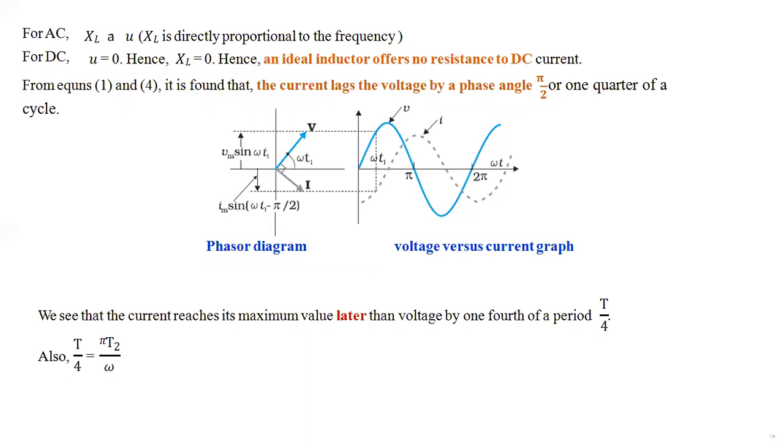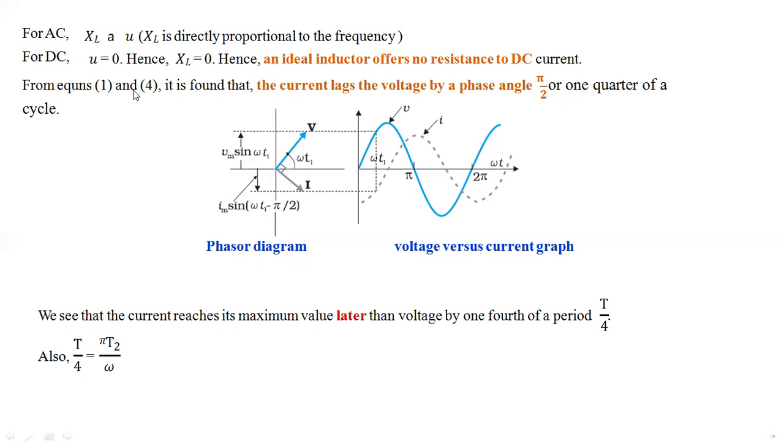So for DC, the frequency mu is always 0. Hence for a DC circuit, XL is always 0. Hence an ideal inductor offers no resistance to DC current. Remember, the ideal inductor offers zero resistance to DC because XL is equal to 0, and XL is 0 because the frequency mu is 0. As XL is 0, there is no opposition to the flow.